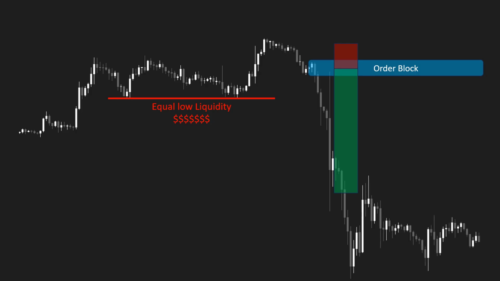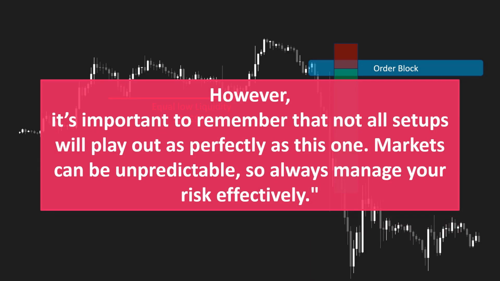This setup has played out beautifully. Price took out the liquidity resting below the equal lows, respected the upper order block, and dropped precisely to the downside, just as anticipated. However, it's important to remember that not all setups will play out as perfectly as this one. Markets can be unpredictable, so always manage your risk effectively. When price sweeps liquidity and forms an order block, it's like striking gold.